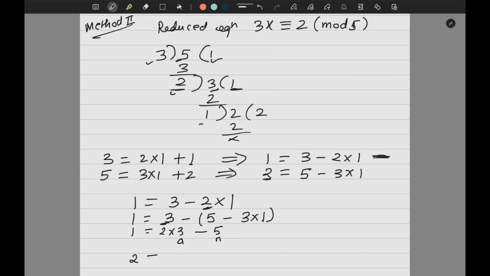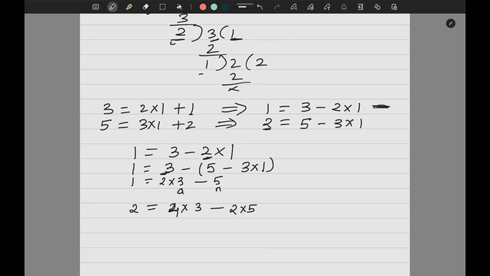2 is equal to 2 into 3. See, I cannot change my a. So the 2 which I am multiplying should be multiplied here and this will become 4. Minus 5 also I want to retain because it is my n value. So I will write 2 here. Right? Now, I got this equation and I am going to compare it with my standard equation, and before that I will write it in the modulo form.